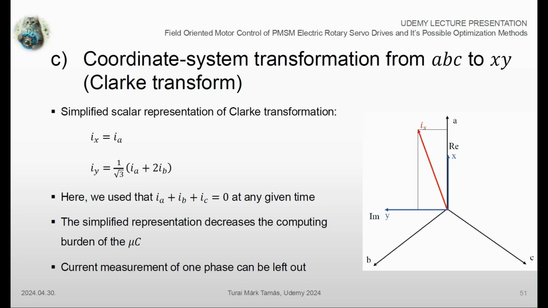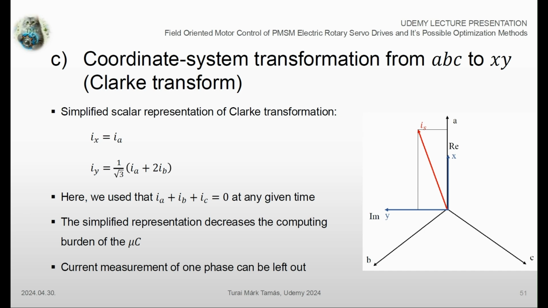As you may notice, in the simplified Clarke transformation, it is sufficient to measure only two phase currents at a time, which means that in those systems where it is guaranteed that no zero-order current component will flow, we can spare the cost of one phase current measurement. Of course, it is wise to give the developed system a little redundancy to make it safer and more reliable.